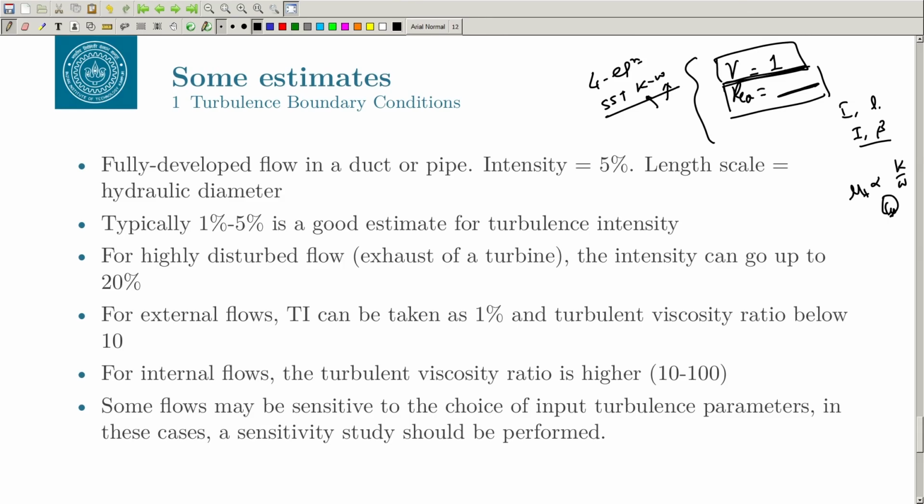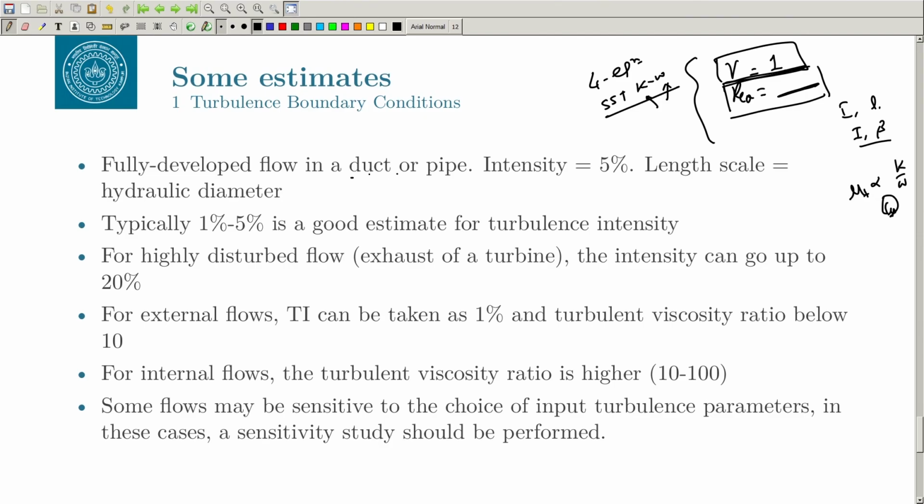Now, some estimates, because not always will you have the values available with you. Even the turbulence intensity value, let us say in some experiments you did not measure that, then you do not have the precise value. So, you have to make some estimates. How do you make those estimates?